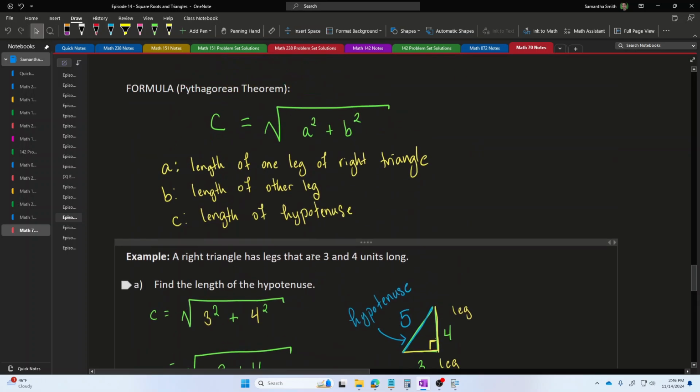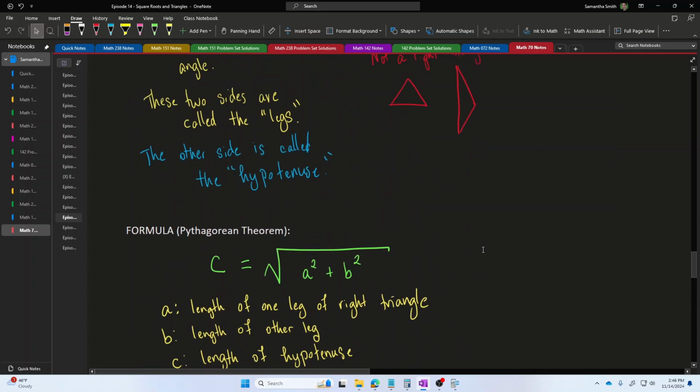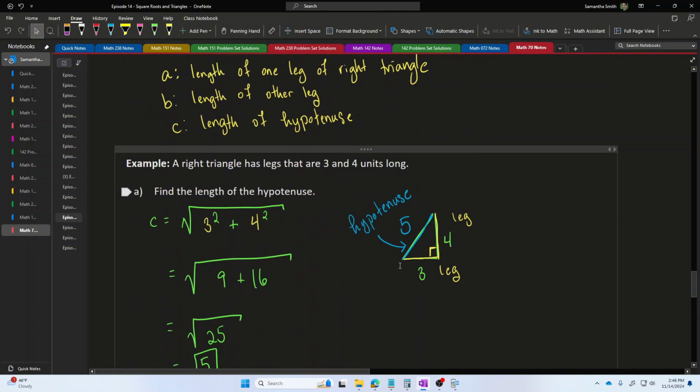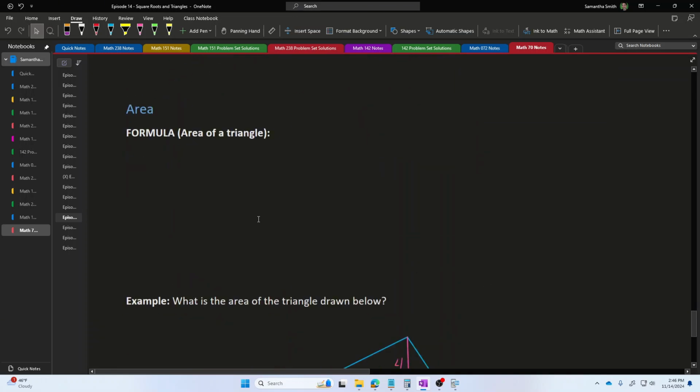So that is Pythagorean theorem. Pythagorean theorem is a special technique to find this one sort of special side of the triangle, the hypotenuse, from the lengths of the other two sides. Now to finish up talking about triangles, we've talked about how to find the perimeter of a triangle, even for right triangles in a situation where one of the legs is unknown.